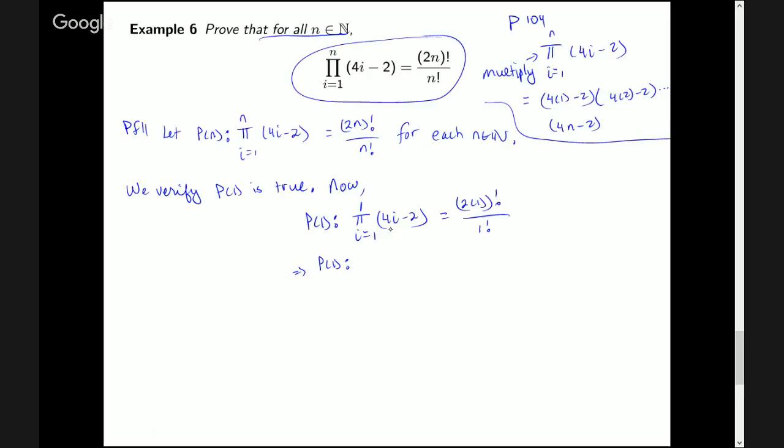If you go from 1 to 1, that's just writing the statement down, plugging in 1 for i. So you get 4 times 1 minus 2. If you simplify the other side, you get a 2 factorial over a 1 factorial. What is 4 times 1 minus 2? What is 2 factorial? What is 1 factorial? 1. So P of 1 is true.